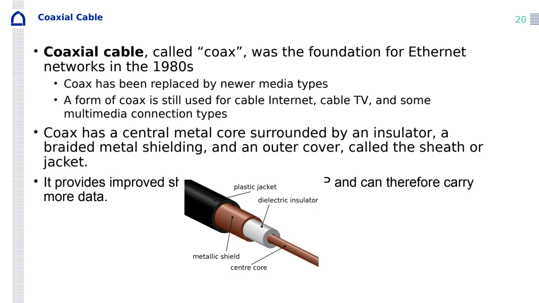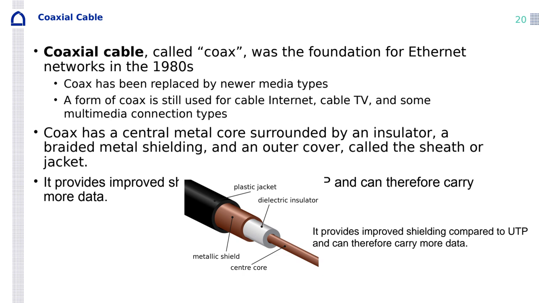It provides more shielding compared to UTP cable. Okay. So let's put it here. So it can carry more data. So الكواكس الباندويث بتاعه أعلى. It has more bandwidth.